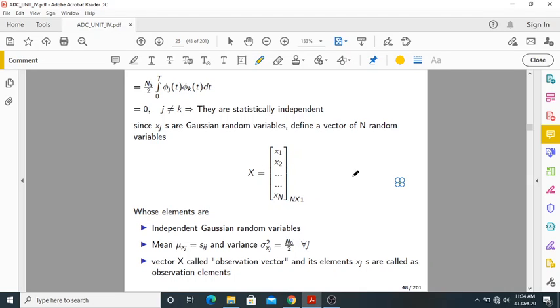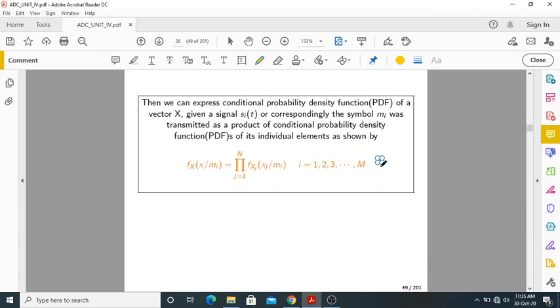That's why I can write the conditional PDF of this vector capital X as the product of individual conditional PDFs of these elements. How can I write like that? Because just now I told you they are independent of each other. So this is the final conditional PDF of the observation vector capital X given Mi. It is a product of individual conditional PDFs of elements of the vector capital X.